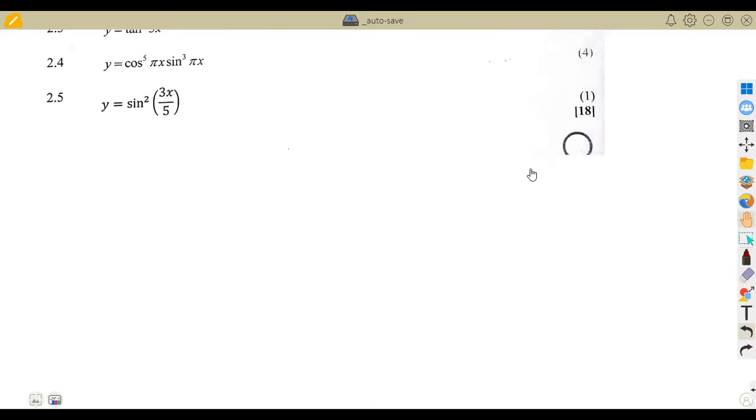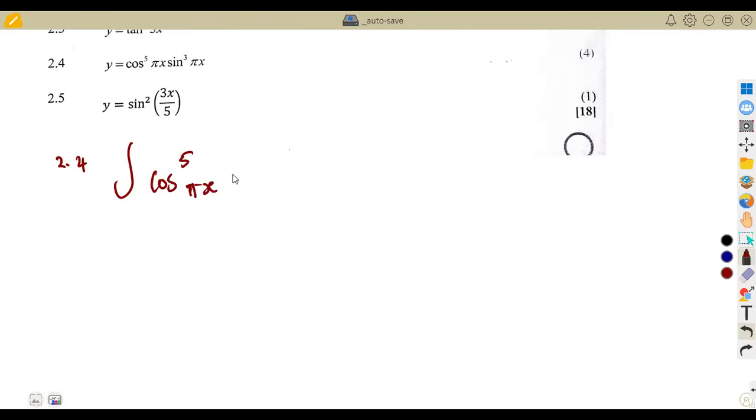All right, let us check the sine on 2.4. Integrate, that's a sine and a cos there. The integral of cos to the exponent of 5 pi x, then sine to the exponent of 3 pi x, like this, with respect to x.